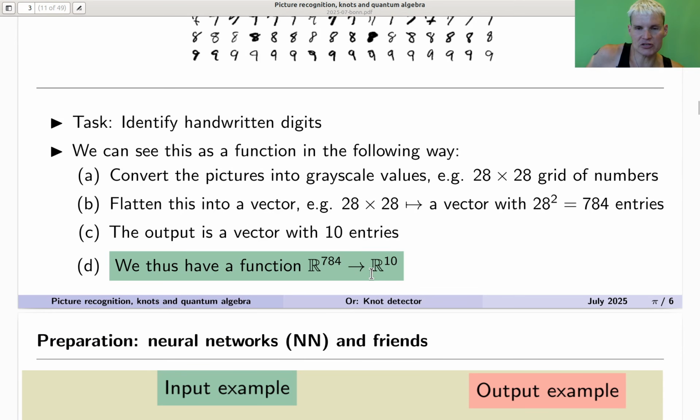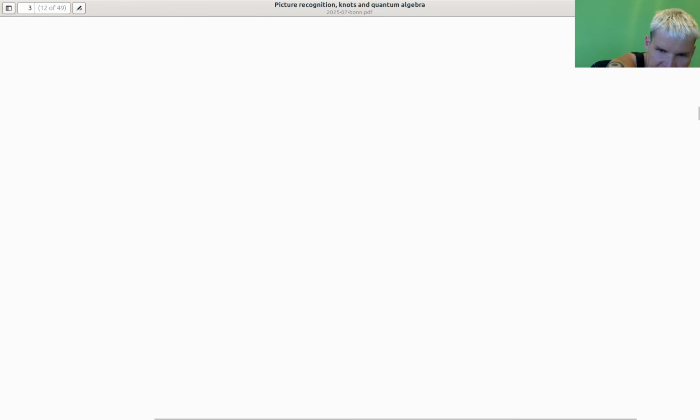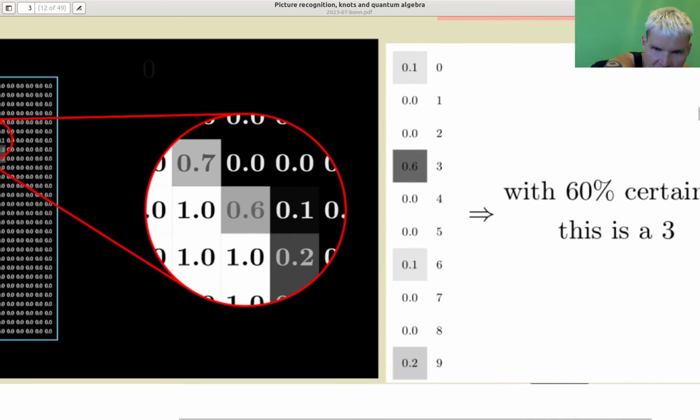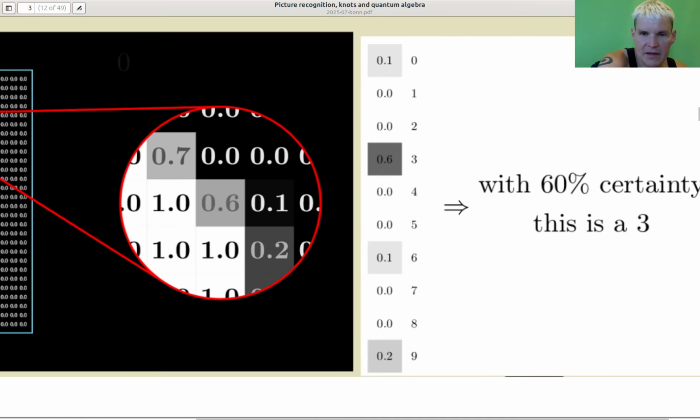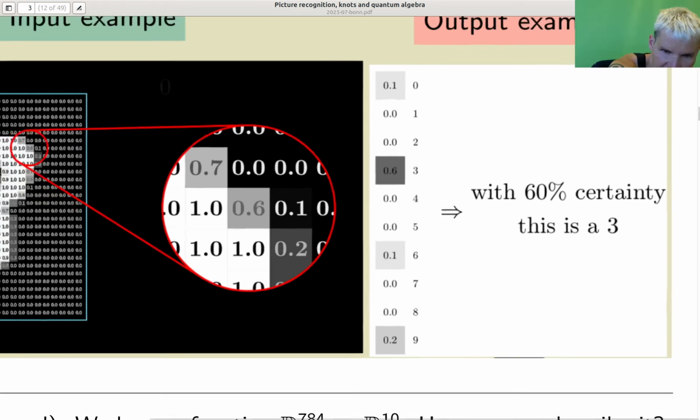So you actually have a function from this input, that's the input size of the image, to this output, because you have 10 values. So the output example is something like this. So you get some probability vector, right? With 60%, this is a 3, something like that.